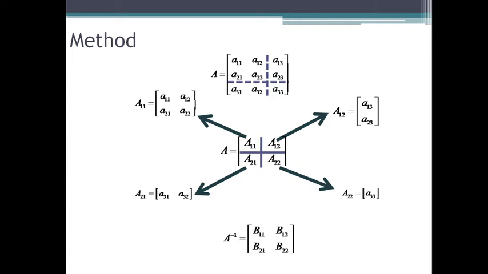Then A inverse equals B11, B12, B21 and B22. Now how do we find out the values B11 to B22? The condition is that the determinant of A11 is not equal to 0. Otherwise, the inverse does not exist.